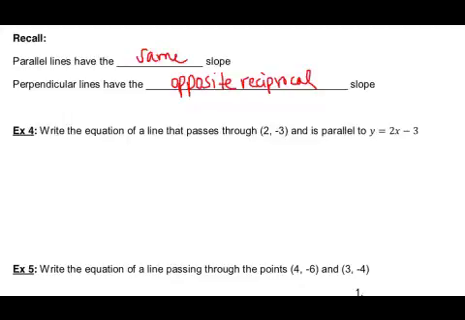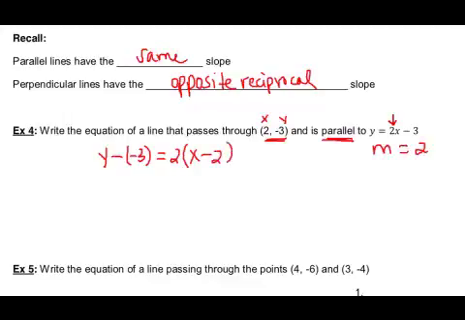Again, we need two pieces of information in order to write an equation. We need a point and we need the slope. Since this line is parallel to y = 2x - 3, the slope of that line, our m value, is 2. And since it's parallel, our slope also has to be 2. So with a slope of 2 and the point (2, -3), we plug into point-slope form: y minus our y value, which is -3, equals our slope of 2 times the quantity x - 2, because 2 is our x, -3 is our y.